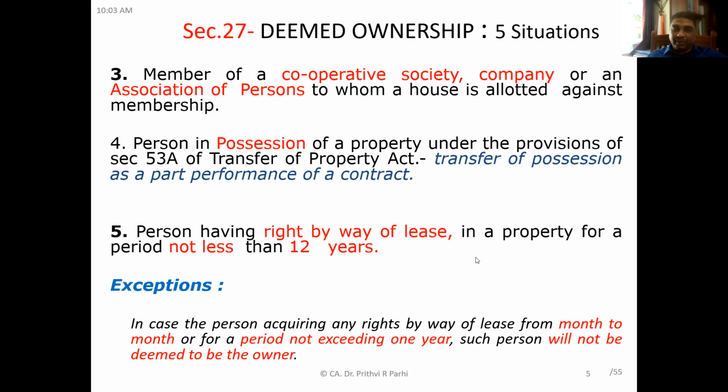Yes, Point 5 is the last point. Person having right by way of lease, that means leasehold right also. The person who has taken the property on lease, the lessee, can also be treated as the owner of the property, provided it is a long-term lease. This provision says, person having right by way of lease in a property for a period not less than 12 years. If it is less than 12 years, it is a short-term lease, and the person will not be treated as a deemed owner. But if it is a long-term lease for a period exceeding 12 years, then the person shall be treated as the deemed owner.